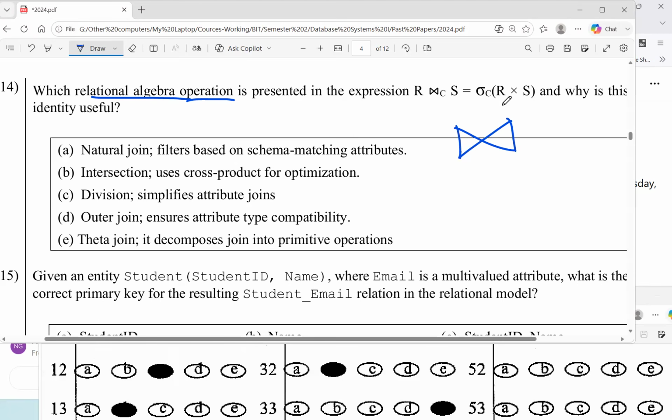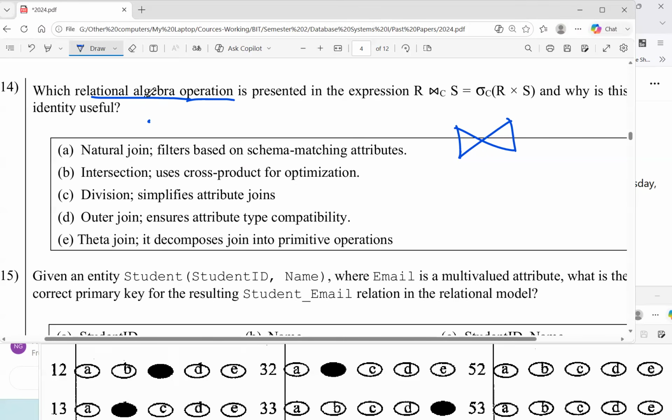Let's see. R join S equals sigma C. This is Cartesian product. R Cartesian product S and then sigma using this condition. So here it says R join S using this condition. Okay. Right. A.